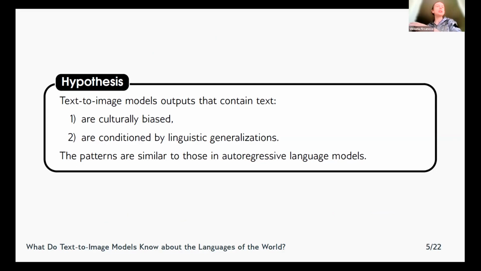because we're working with images, and different datasets are of course culturally biased because they are built on human data. And second of all, they must be conditioned by different linguistic generalizations, just like autoregressive language models such as GPT or other examples.